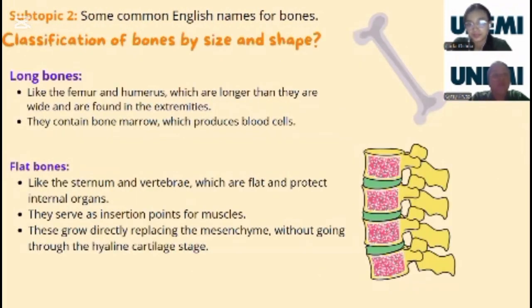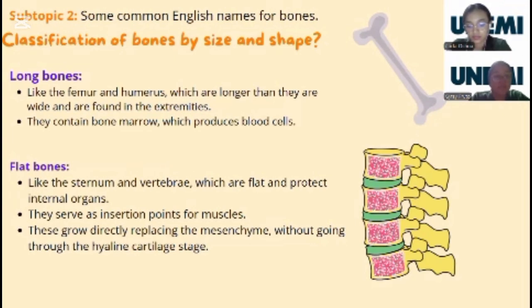Classification of the bones by size and shape. Long bones, like the femur and humerus, are longer than they are wide and are found in the extremities. They contain bone marrow, which produces blood cells. Flat bones, like the sternum and scapula, are flat and protect internal organs. They serve as insertion points for muscles.